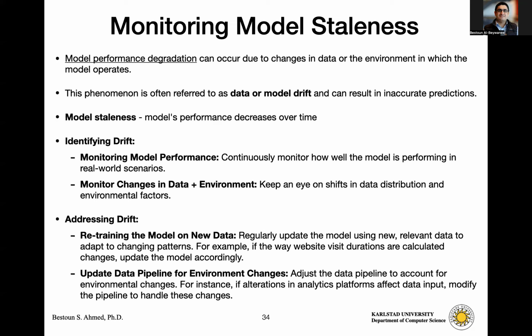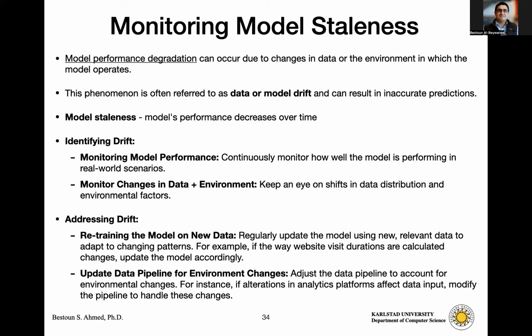Drift, which means the change. And this will occur due to several factors, as I said. We will come back to this later, but this will give inaccurate prediction. So the model staleness is exactly this, when the model performance decreases over time.